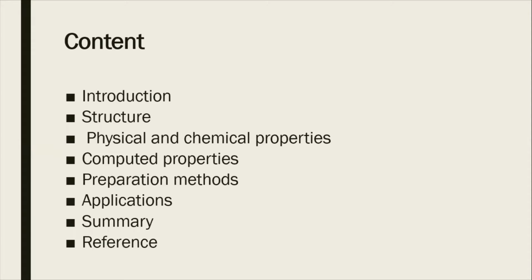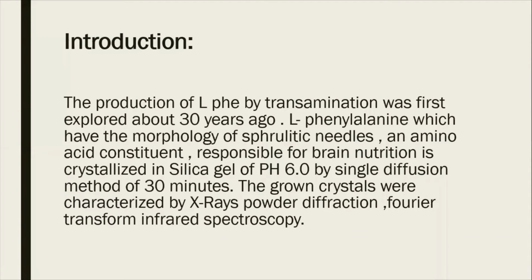Let's have a look at the content. First of all, there is introduction, then structure, physical and chemical properties, computed properties, preparation methods, applications, summary, and then reference. Introduction. The production of L-phenylalanine by transamination was first explored about 30 years ago.